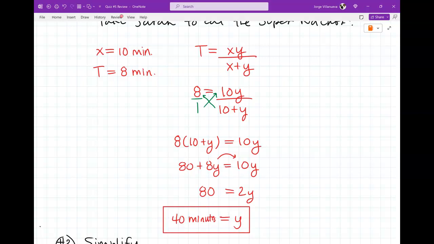Either Toby's really going to work and Sarah's taking the time. I don't know. But there you go, 40 minutes. So somebody can do it in 10 and you can do it in 40. Together you're doing 8. Okay? Are we okay with this one?